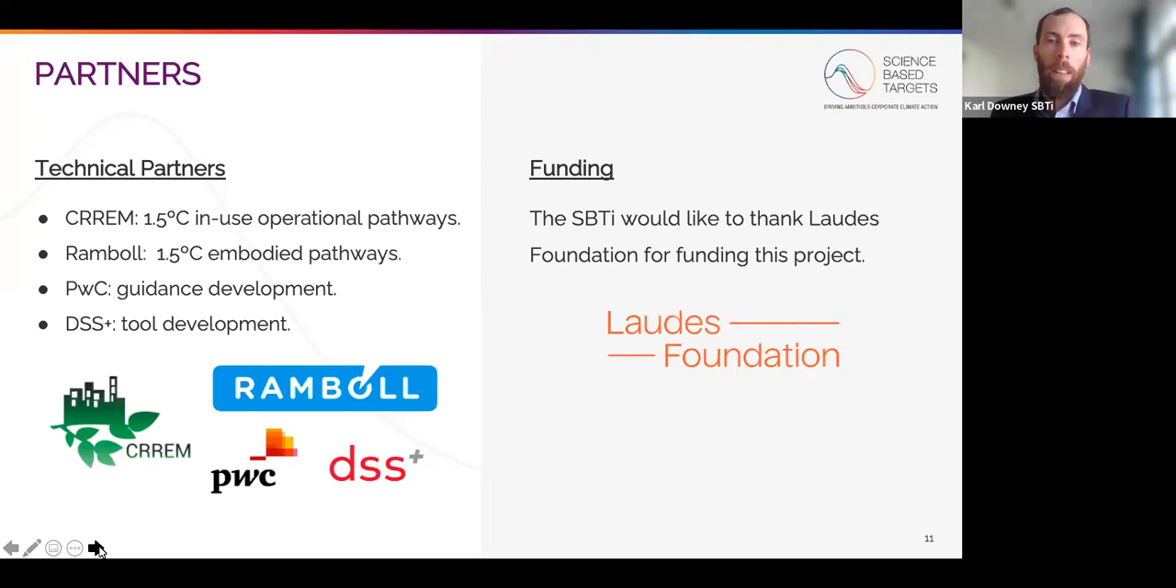And we haven't been working alone on this. So I want to acknowledge our partners on the project. So CREM is the Carbon Risk Real Estate Monitor, and they've been offering buildings in-use pathways for a number of years. And this is the first time that SBTi and CREM are collaborating to offer one set of aligned pathways. Then we have Ramboll, a consulting firm that has already done work on 1.5 degree embodied emissions pathways in Europe. So we brought them on board to develop pathways for the global sector. And then we have PwC and DSS Plus, who've been helping us develop the guidance document and the tool. So a big thank you to them. And finally, we're grateful to the Laudes Foundation for funding of this project.